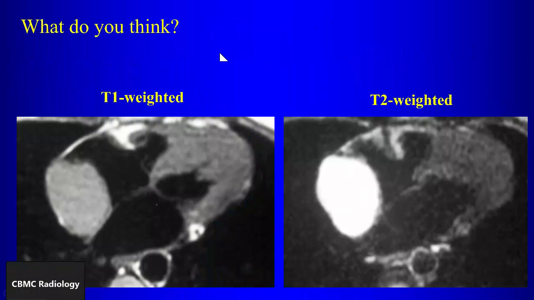Okay, so here we have T1 and T2-weighted imaging. What do we have? What are the characteristics there? Very bright T2. Yeah, it's very bright on your T2 weighted images, right? So you have this lesion here that is very bright on T2, right?